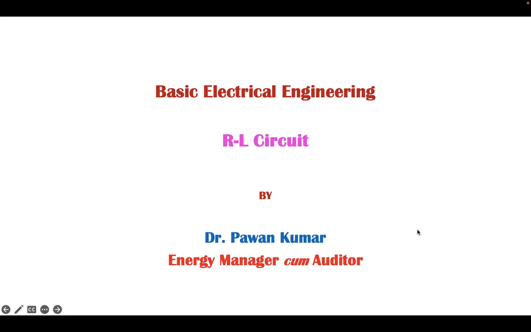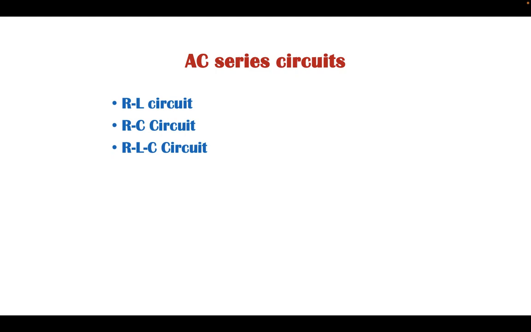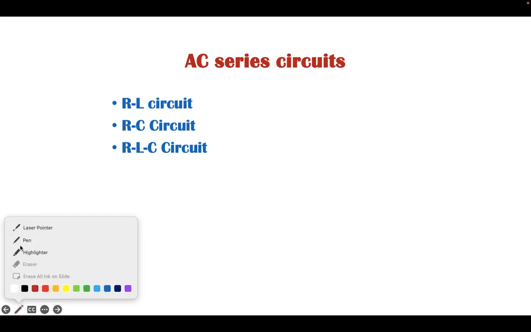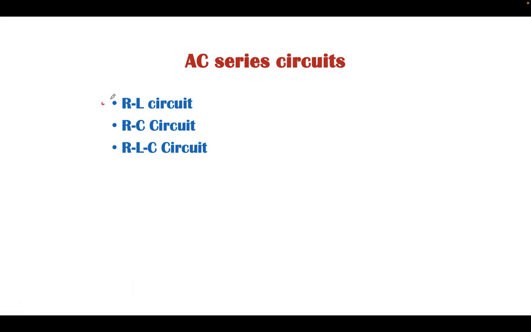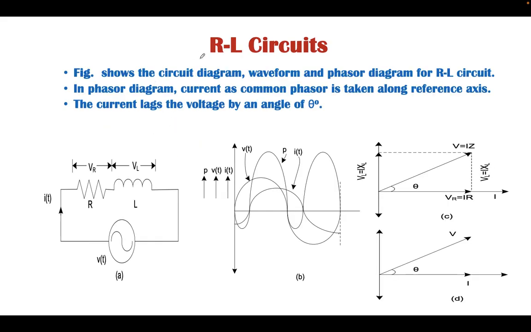Today we are going to discuss RL AC circuits. As far as AC circuits are concerned, an AC circuit can be an RL circuit, having resistance and inductor only; an RC circuit, having resistor and capacitor only; or an RLC circuit, having resistor, inductor and capacitor together. Now, considering the RL circuit, here we are having a resistance and inductor.